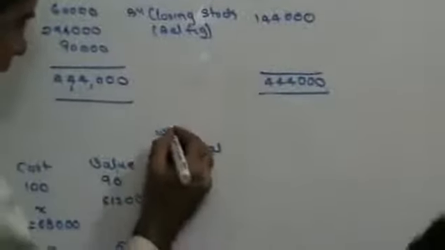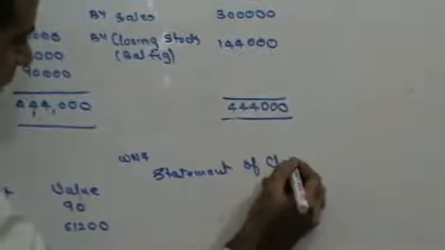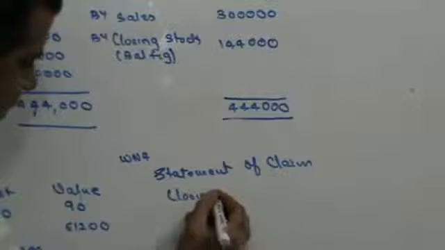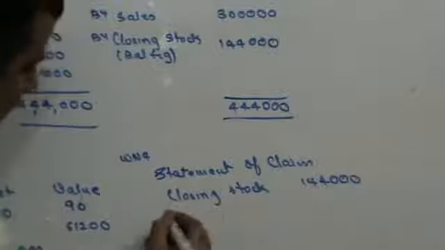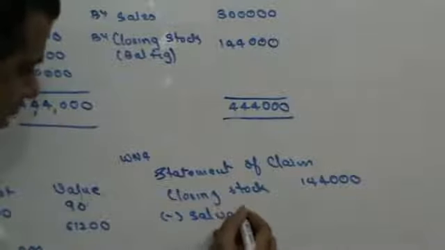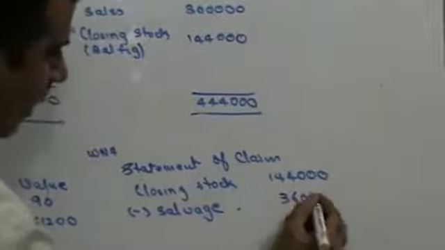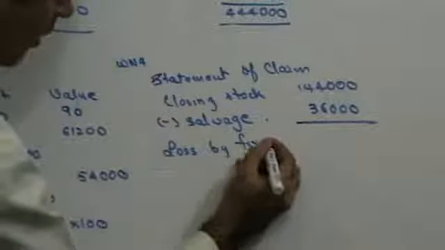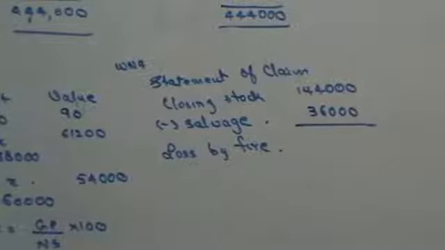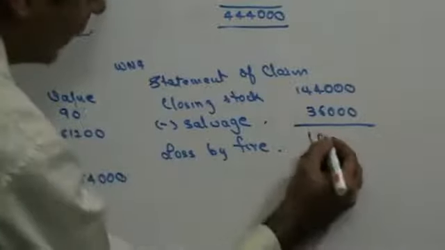That's going to be my working note 4. Statement of claim, which will have closing stock. Closing stock is 1,44,000 less salvage. Salvage is given to you as 36,000. So in that case, loss by fire is going to be 1,44,000 minus 36,000. That's salvage was 36,000. So in that case, this is going to be 1,08,000.